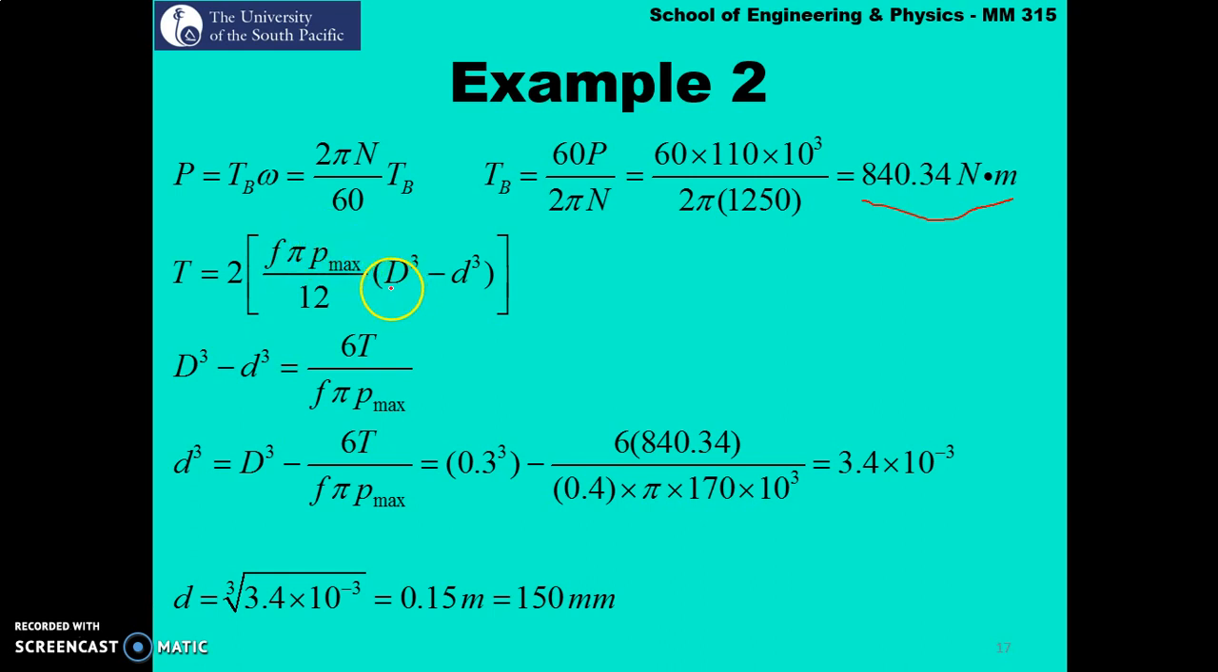So what we have is, we know our outer diameter, but we have to find our inner diameter. So we can make our inner diameter the subject of the formula. The first thing is that outer diameter cubed minus inner diameter cubed is nothing but equal to this, and we can find our inner diameter using this expression. So you substitute all the values step by step, and you should end up with a value of 150 mm. So the inner diameter is 150 mm.